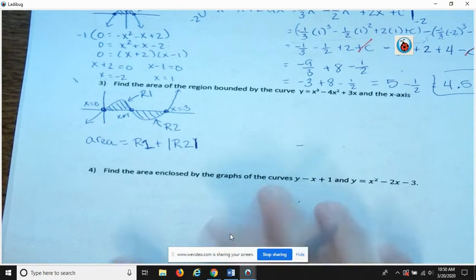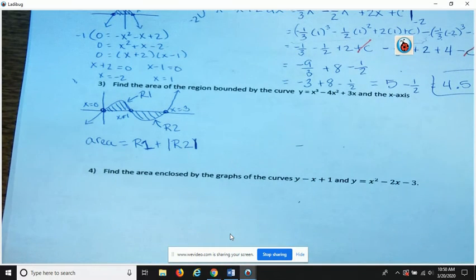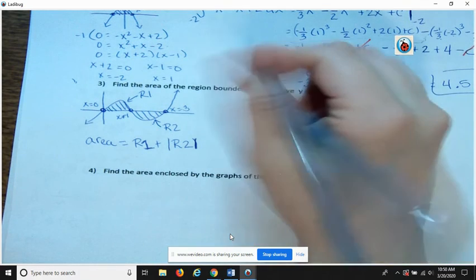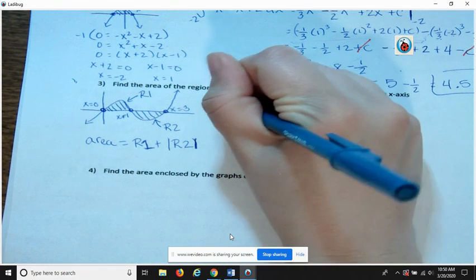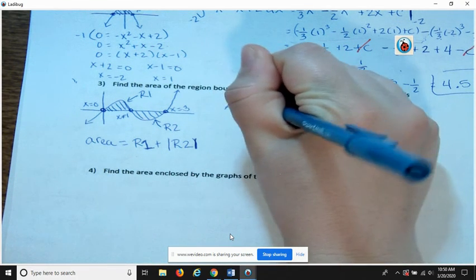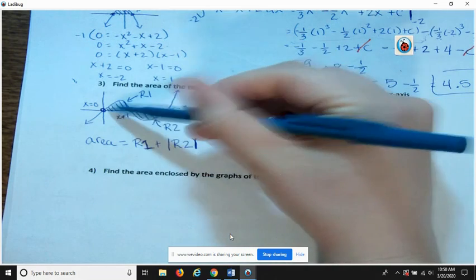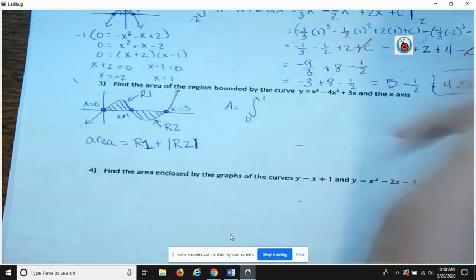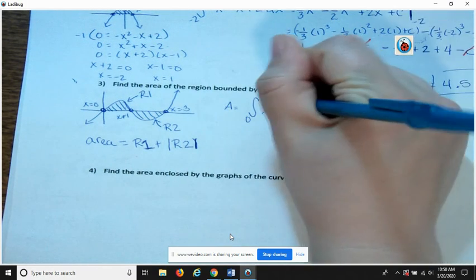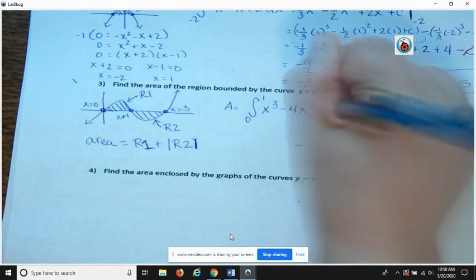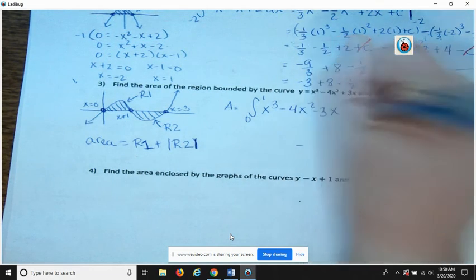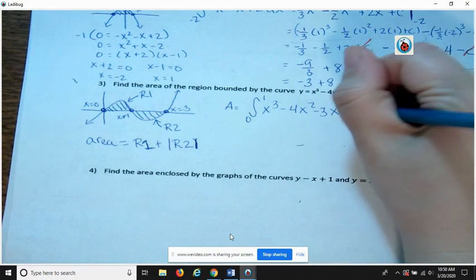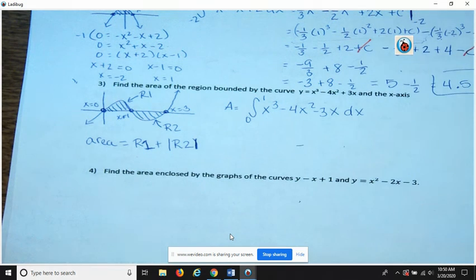Okay, so now our function for our area is going to look like the integral. So our first region is from 0 to 1 of x cubed minus 4x squared plus 3x dx. Oh, excuse me.